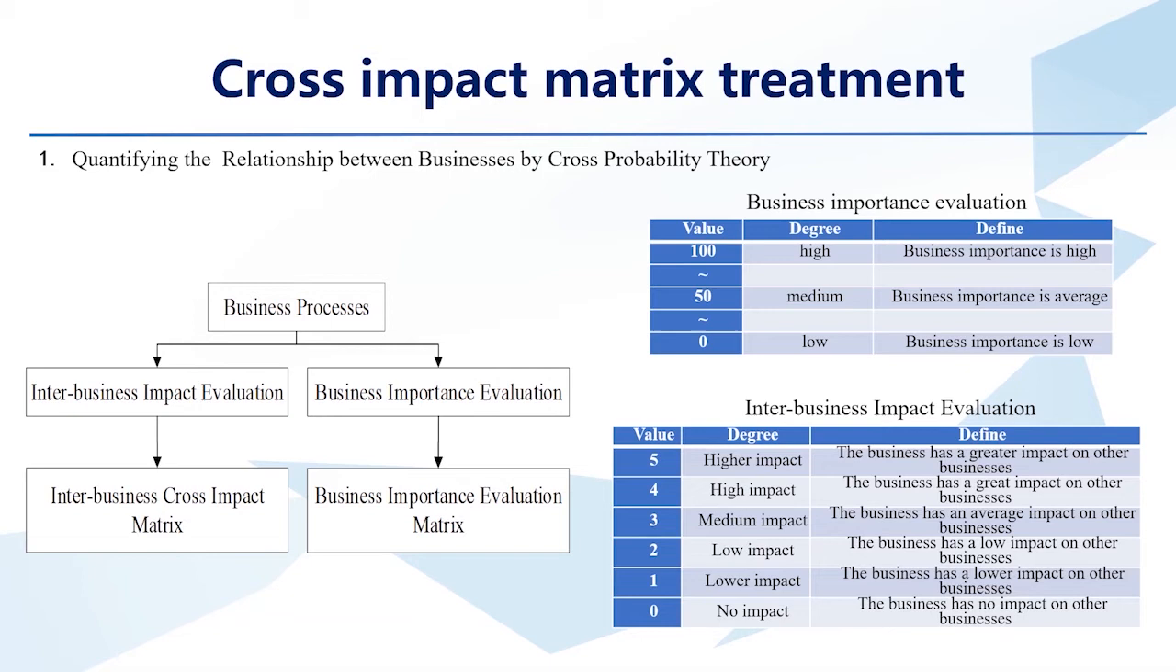Referring to the asset importance grade evaluation and risk grade deviation evaluation, we generated the business importance evaluation table and the inter-business impact evaluation table. According to these tables, the business importance evaluation matrix and the inter-business cross-impact matrix are generated by expert scoring.